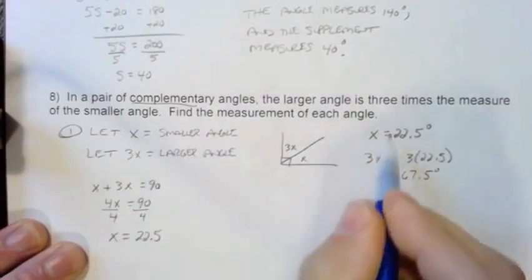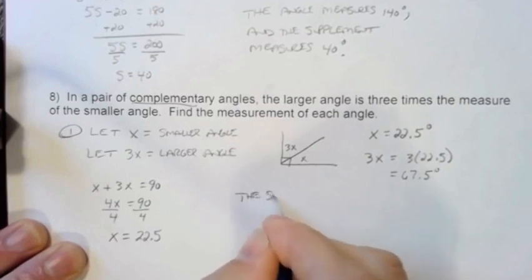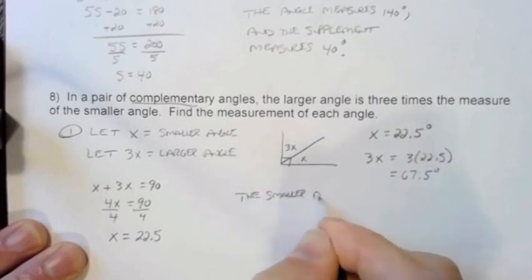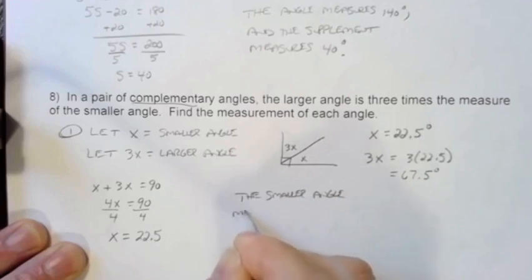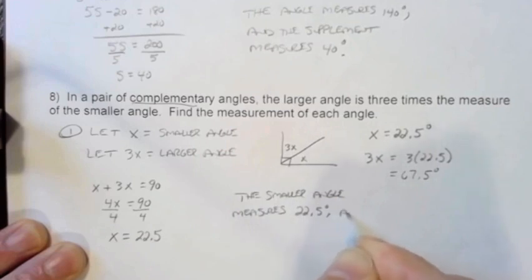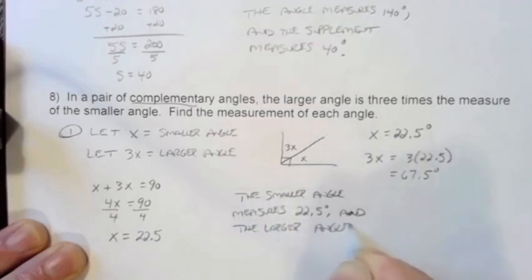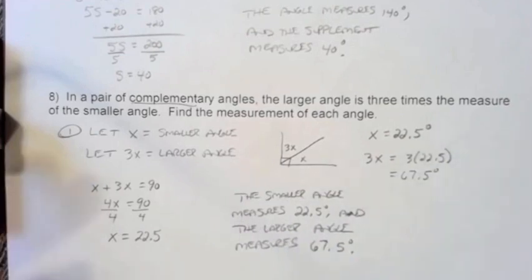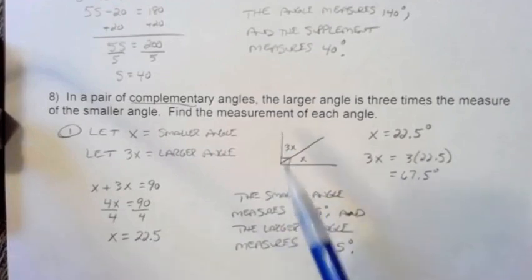So I can say x, which is my smaller angle, measures 22 and a half degrees, and the larger angle measures 67 and a half degrees. And again, I know I've done this right because 67 and a half plus 22 and a half adds up to 90, and complementary angles will always have a sum of 90 degrees.